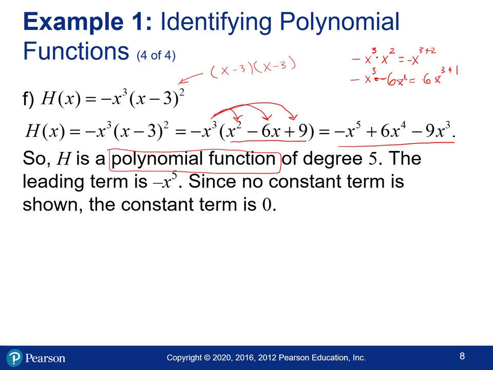This one has an invisible 1, and that's where the 6x to the 4th came from. Okay, so the leading term is negative x to the 5th. The degree is the 5, so degree 5 polynomial, and there's no constant because notice all the terms have an x, so no constant term.